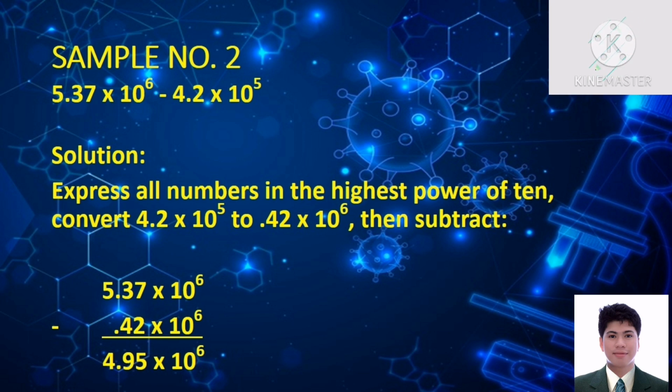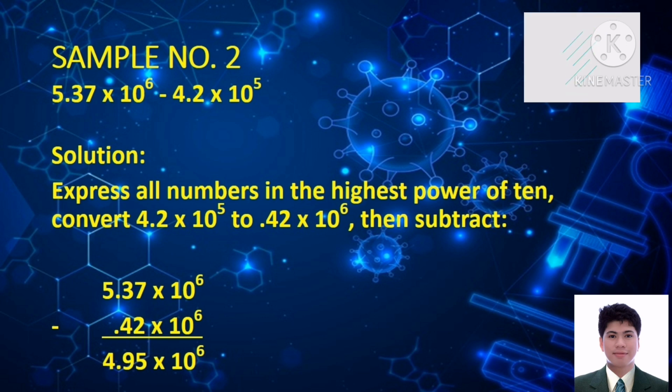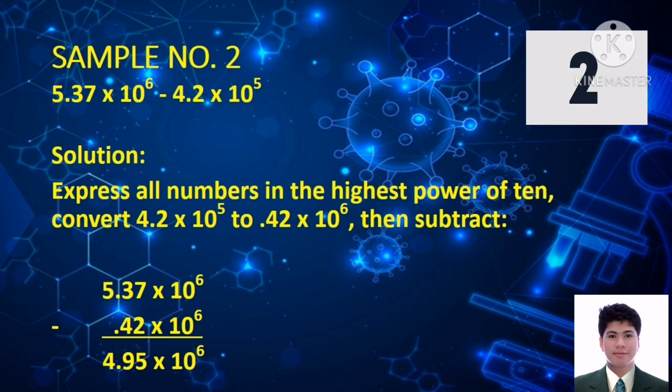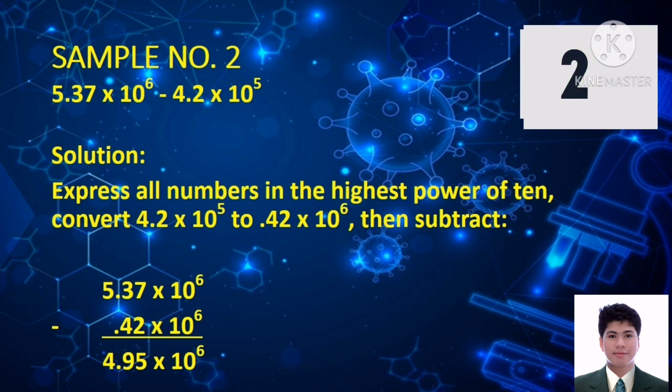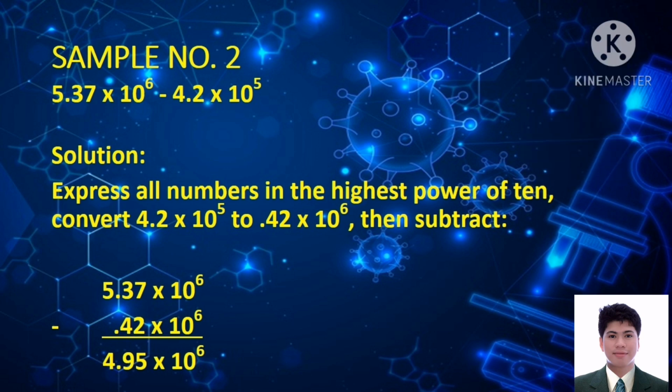Very good. As you can see, same situation as in sample number 1. Now we're going to subtract the numbers, but before we do that, we have to express all numbers in the highest power of 10. Convert 4.2 times 10 raised to fifth to 0.42 times 10 raised to 6. Then subtract. The answer would be 4.95 times 10 raised to 6.